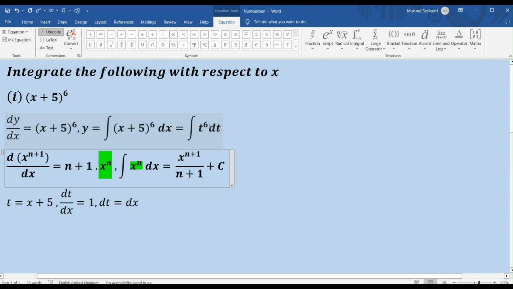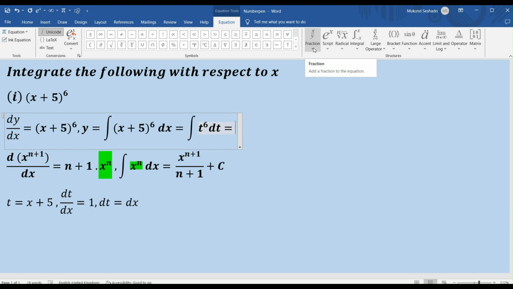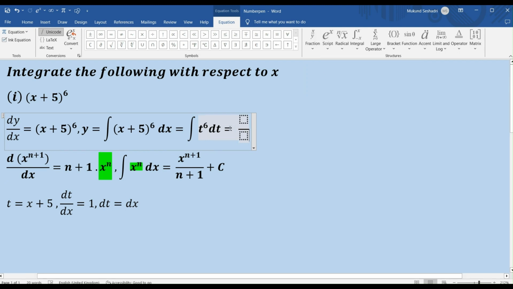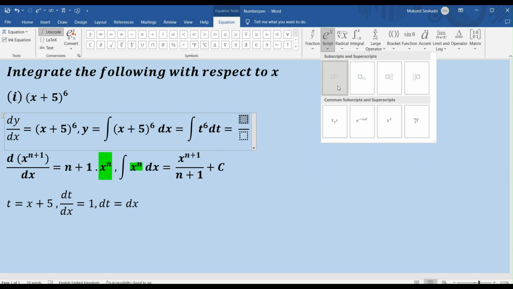And I apply the same formula here above. And what is my answer? Integral of t to the power 6 dt would be t to the power 7 divided by 7 plus c, right?